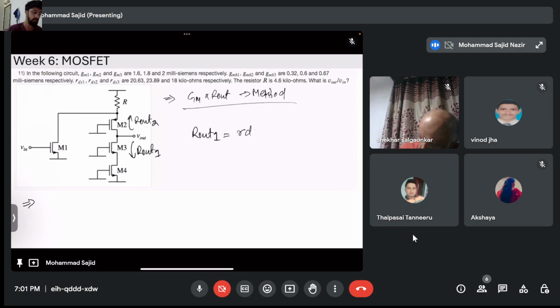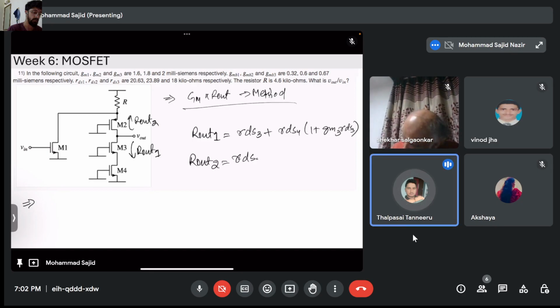It is RDS1 plus RDS3 plus GM3 RDS3 into RDS4, right? Similarly, what is R out two? Sorry, here R out two. Let me first write, then I will ask you why. Tell me, is it correct?